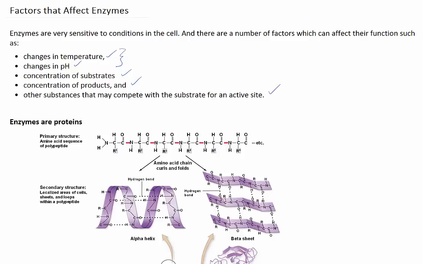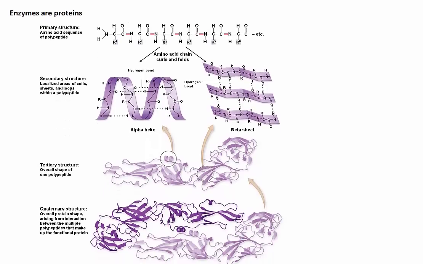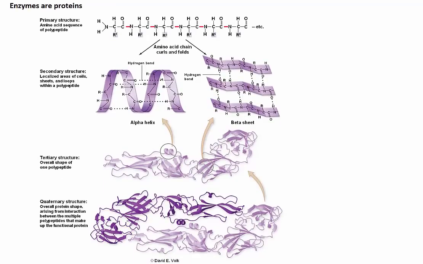Now, in order to understand how temperature and pH have an effect on enzyme activity, you have to recall that enzymes are proteins. Proteins are chains of amino acids that are joined together to form polypeptides. And a polypeptide is only called a protein once it folds into its functional shape. Proteins form their shape due to hydrogen bonds that form between the amino acids and interactions between the R groups. And the R groups are the side chains of the amino acids that make them unique from other amino acids.